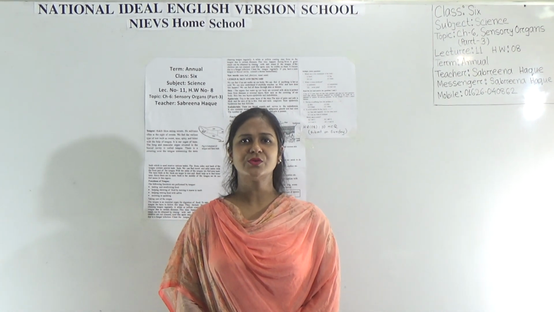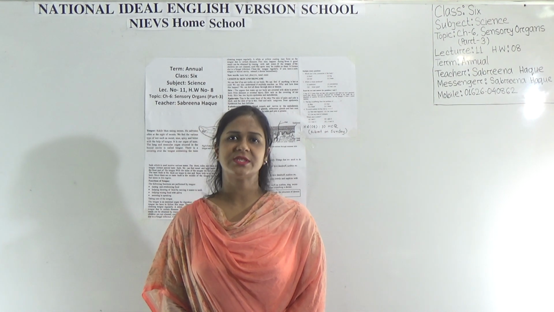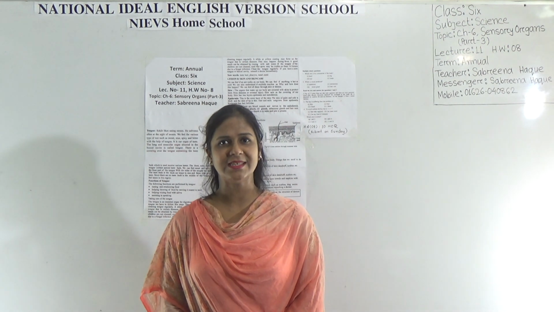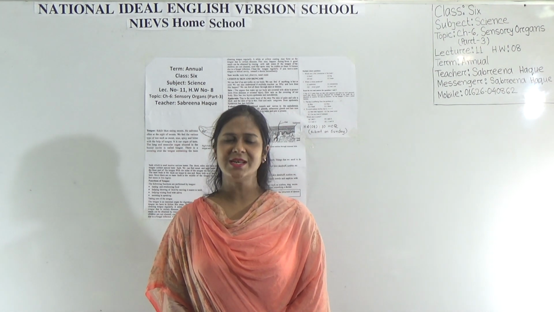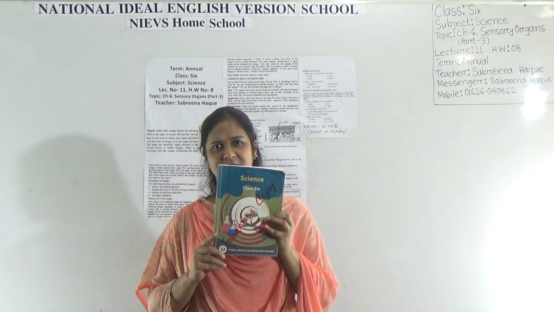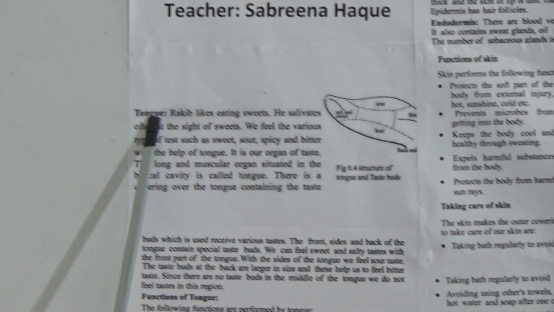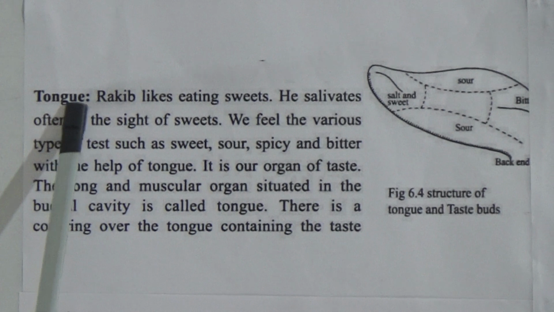Students, today I am going to take a science class for class 6 students based on chapter 6. The name of the chapter is sensory organs, and this is the third and last part of this chapter. Dear students, take your textbook in your hand and open page number 53 and follow the class with your textbook. So let's start the class. Today we will discuss two sensory organs: one is the tongue and the next one is skin.